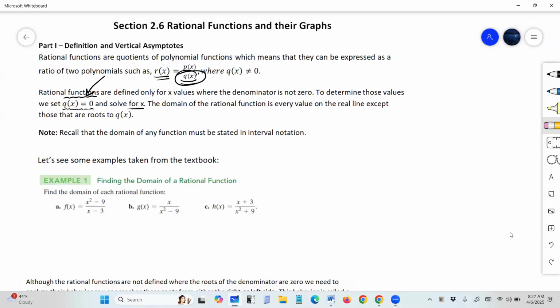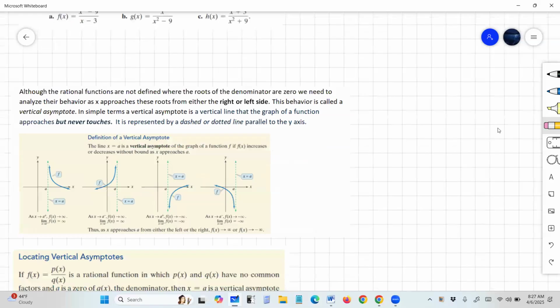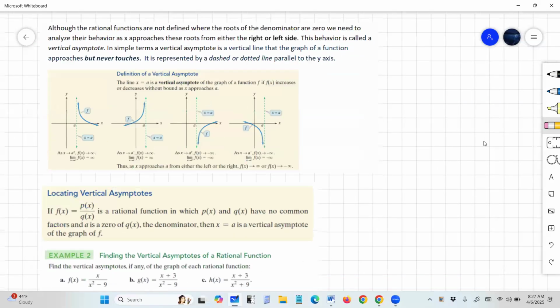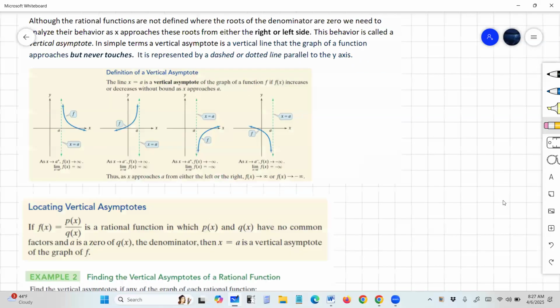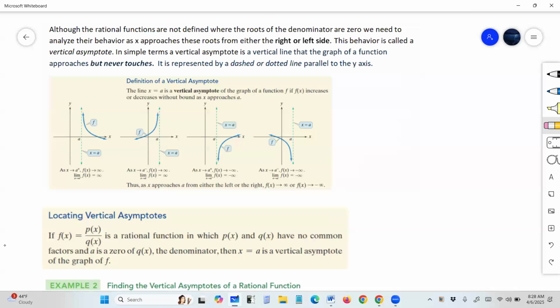The next step is we have to understand that these roots are important for us to analyze something else. So, okay, so we're going to take a look at this now. So we are able to find the roots of the denominator, which are related to what we call vertical asymptotes. So we have to know, once we find the roots of the denominator, these roots have a special connection to something that we call a vertical asymptote.